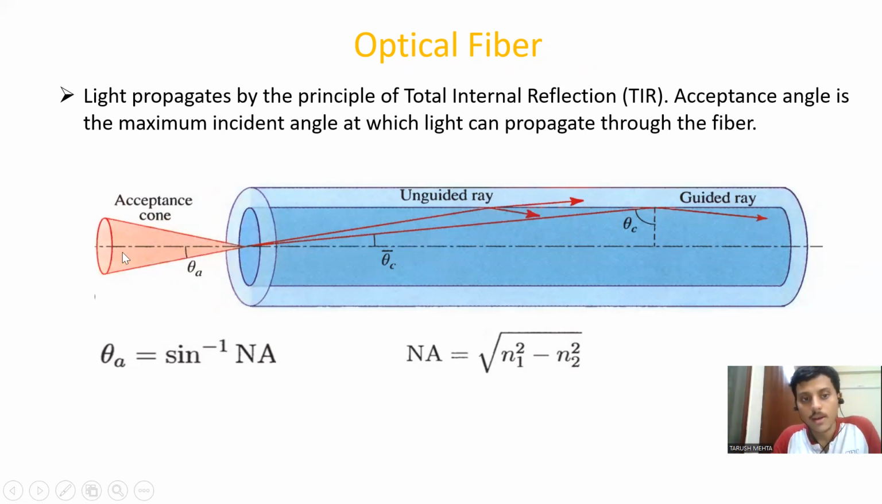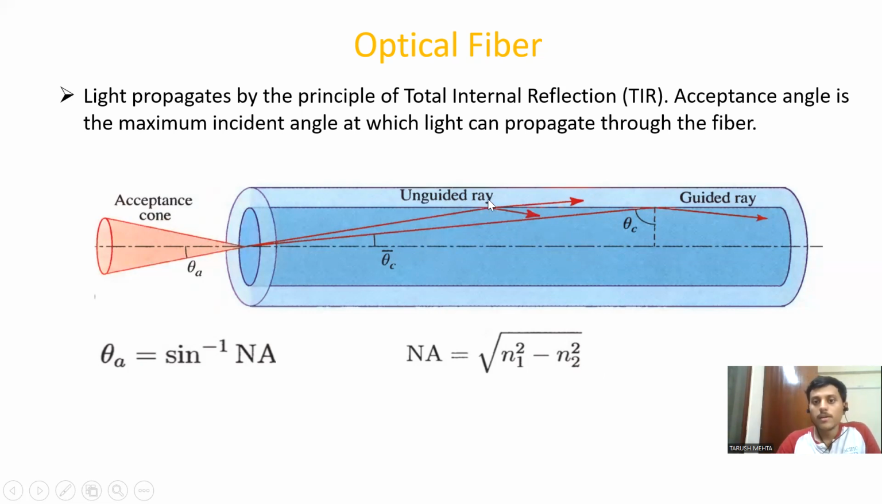As we can see, whenever the light is incident at the core of the optical fiber, it goes and strikes the core cladding interface. Now at the core cladding interface, the light experiences total internal reflection, and so it bounces back. Similarly, it makes multiple reflections at various points on the core cladding interface, and in this way the light propagates through the optical fiber with minimum attenuation.